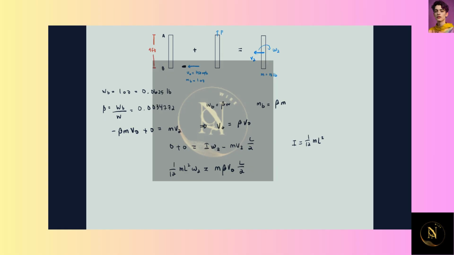From here we can get the equation for omega 2. So omega 2 is equal to m beta VO L over 2 times the reciprocal, 12 over m L squared. This would be equal to 6 beta VO over L. So we now have an expression for omega 2.